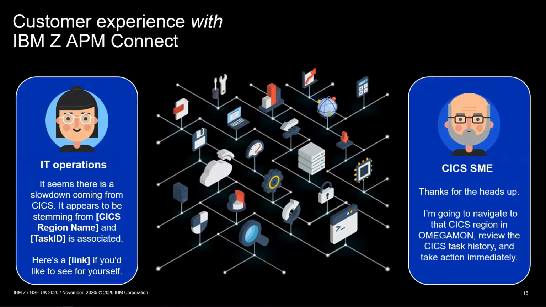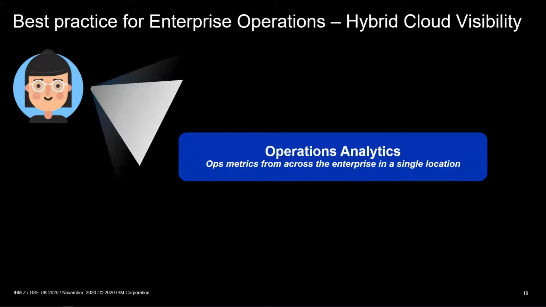And the next thing I'll talk a bit about is our operations analytics solution, which is a slightly different approach than using an APM solution. This is how we integrate operational data and metrics from across the enterprise into a single location. So this is using tools that are out there like Splunk and Elasticstack.